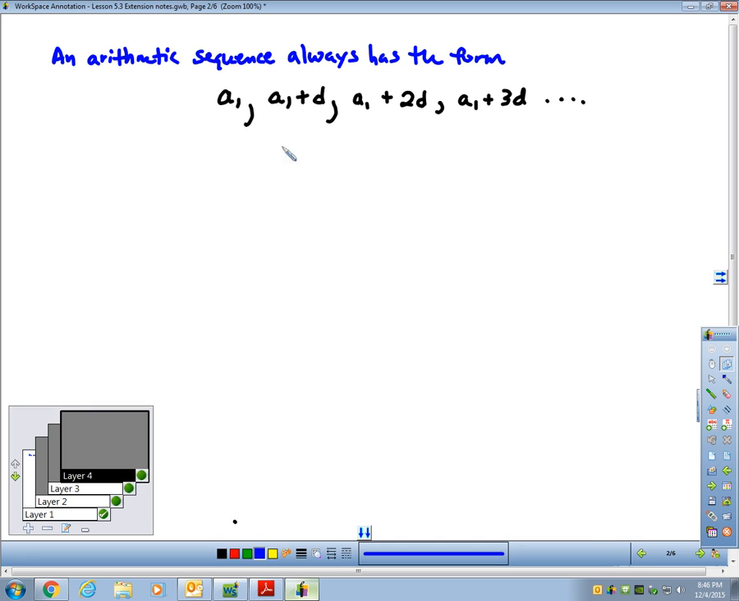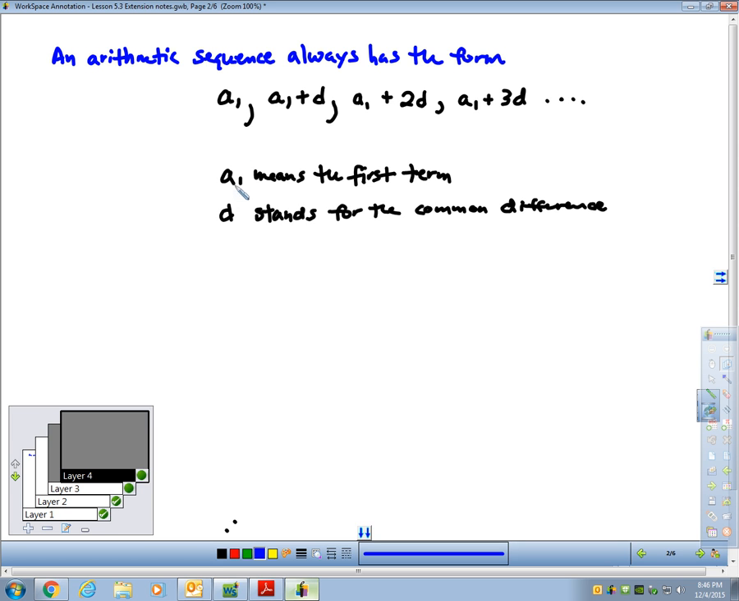An arithmetic sequence always has the following form. It starts with a number. We take that number and add the difference. The next number would be that number plus twice the difference, and so on. Now this little a sub 1 just means it's the first term. D stands for the common difference. Remember, the common difference is that same amount that's consistent through the sequence.